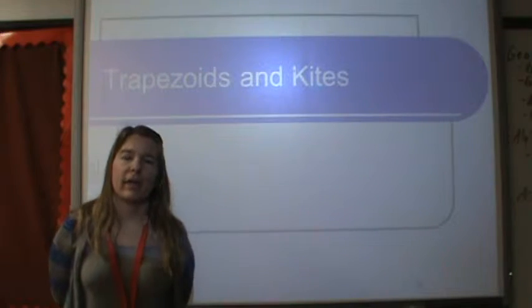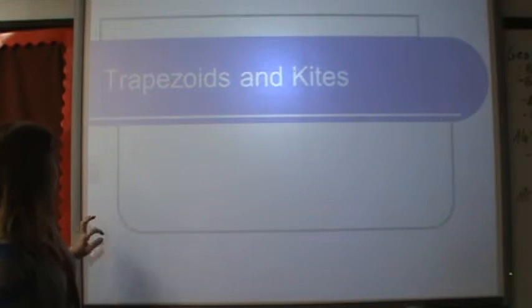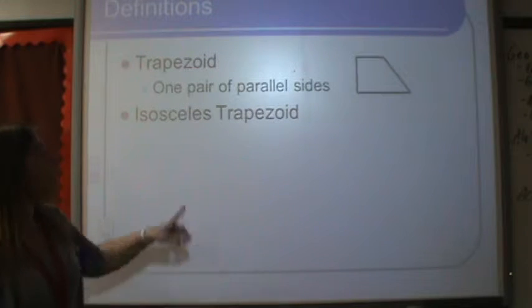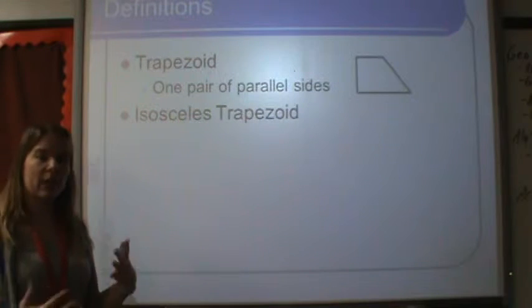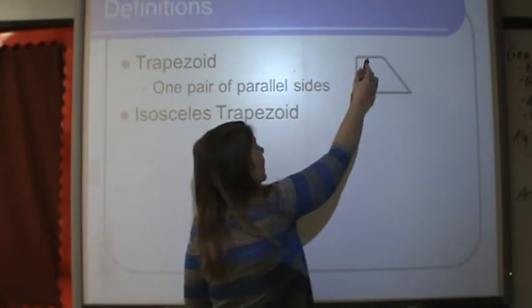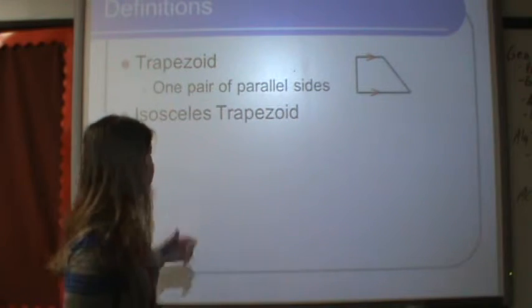Today we're going to talk about the properties of trapezoids and kites. So first, let's talk about what is a trapezoid. A trapezoid is a quadrilateral, not a parallelogram now, that has one pair of parallel sides. So there's my pair of parallel sides.